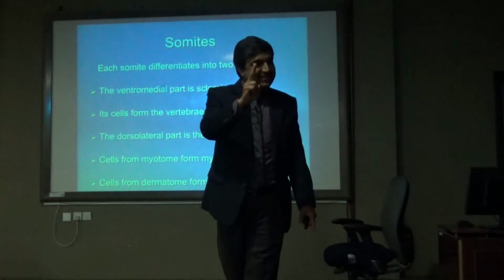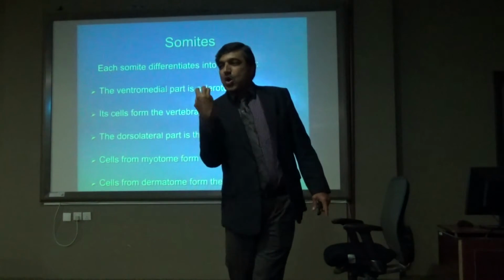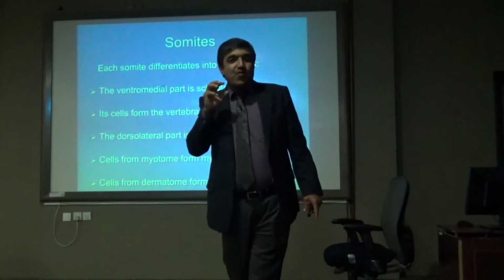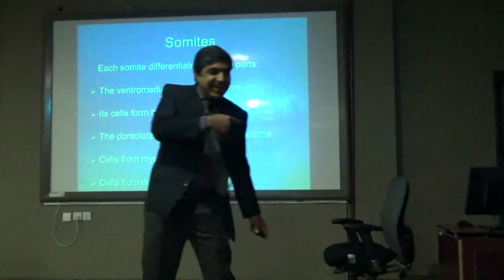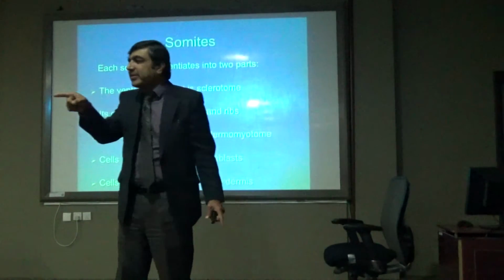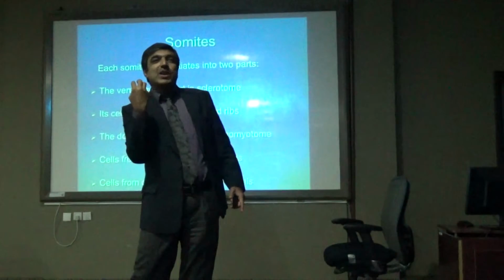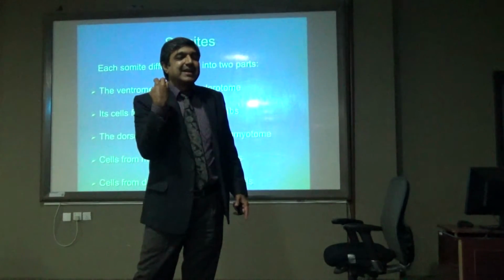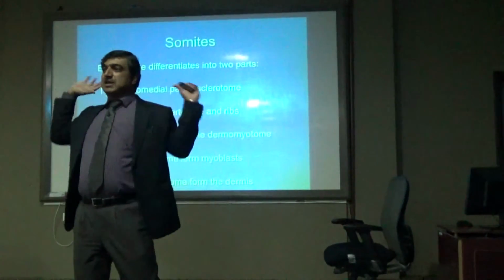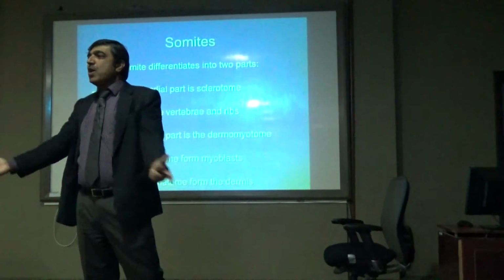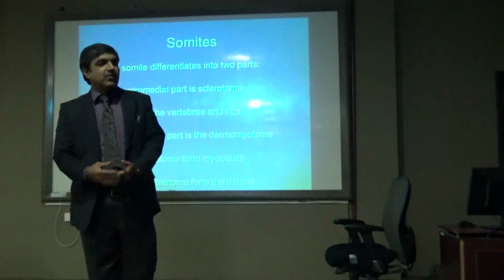Somite has 2 portions, ventromedial and dorsolateral. Ventromedial is known as sclerotome. What is formed from the sclerotome? Vertebral column. Dorsolateral is known as dermomyotome. The dermo portion forms the skin. Myotome forms the muscle. Clear? Very good.